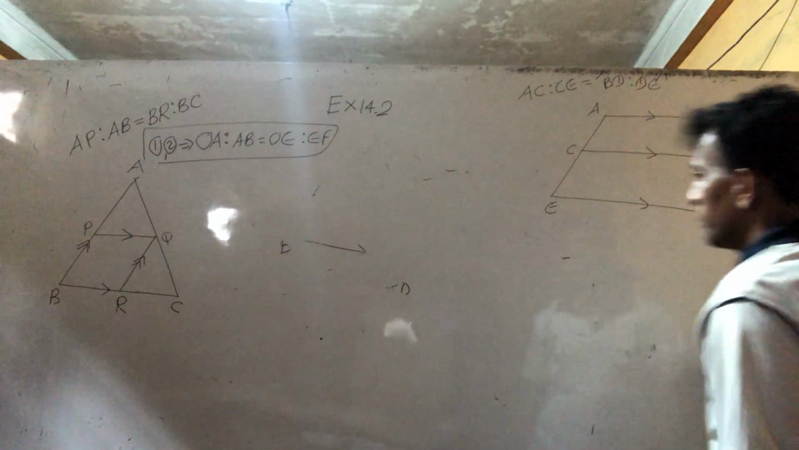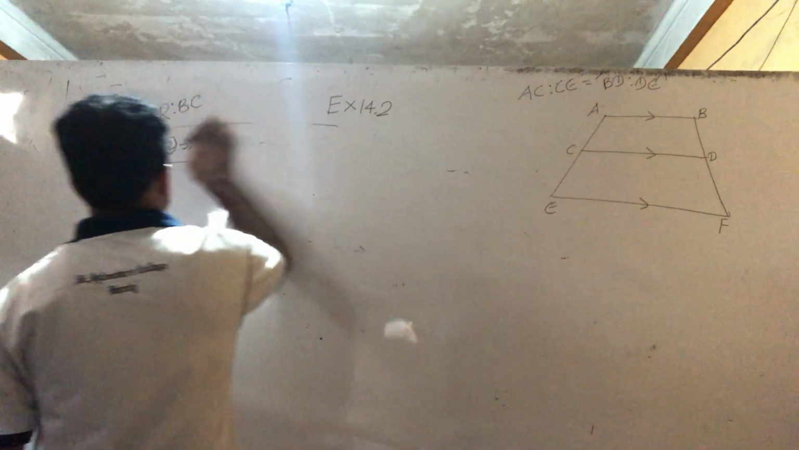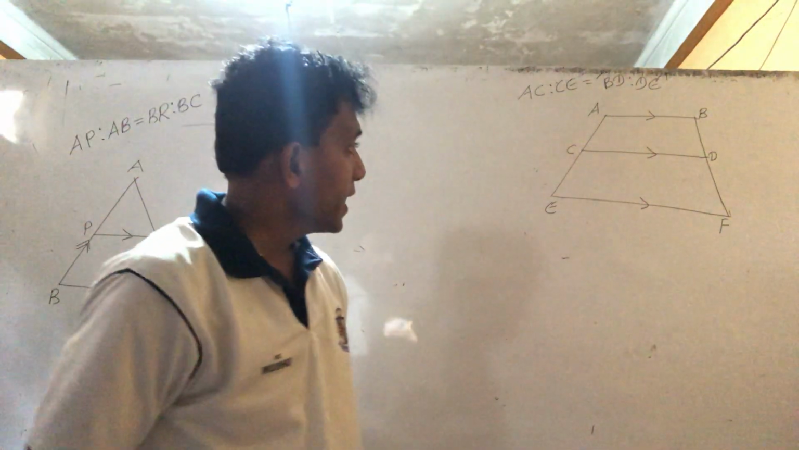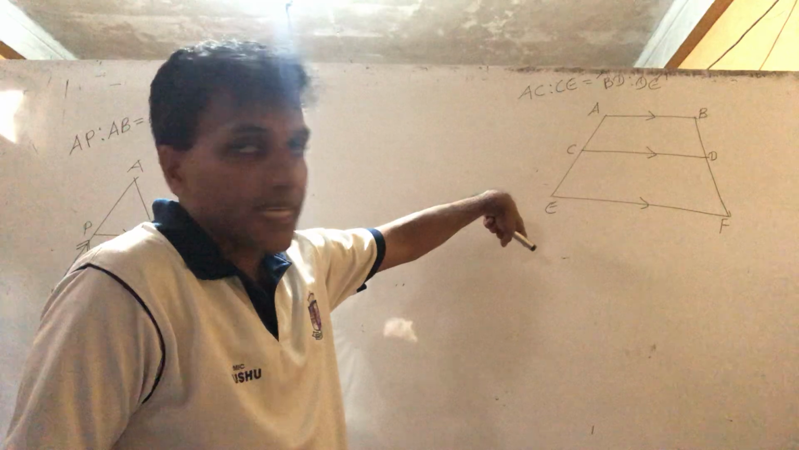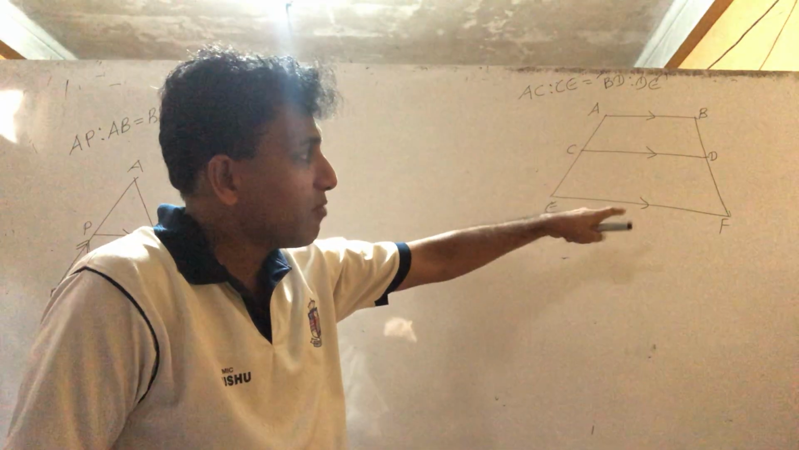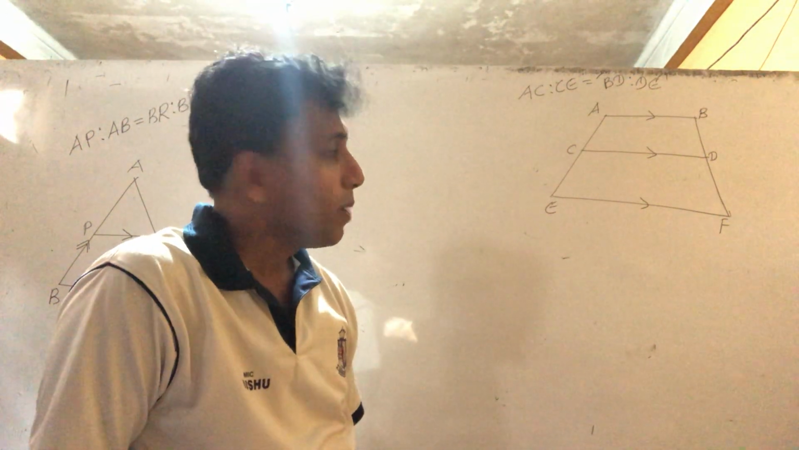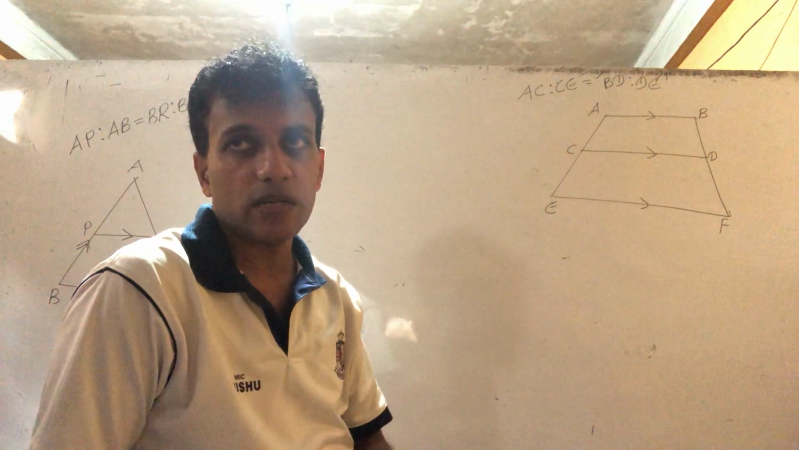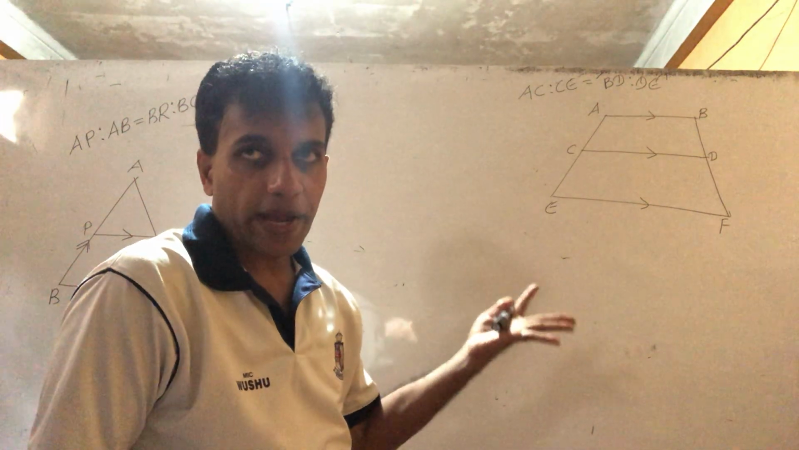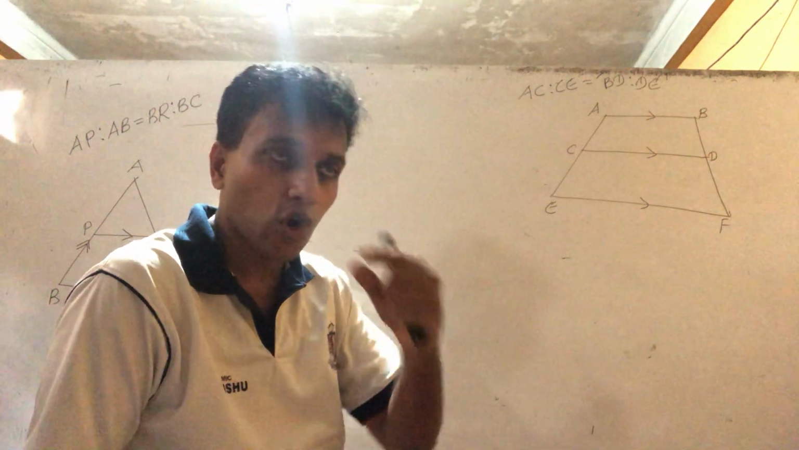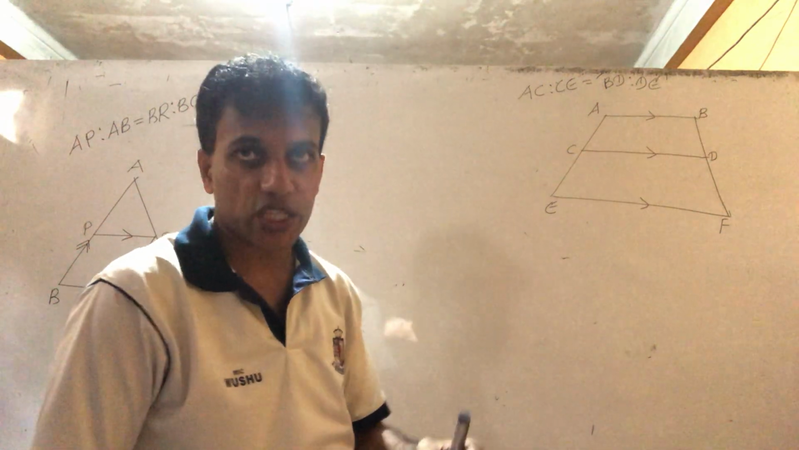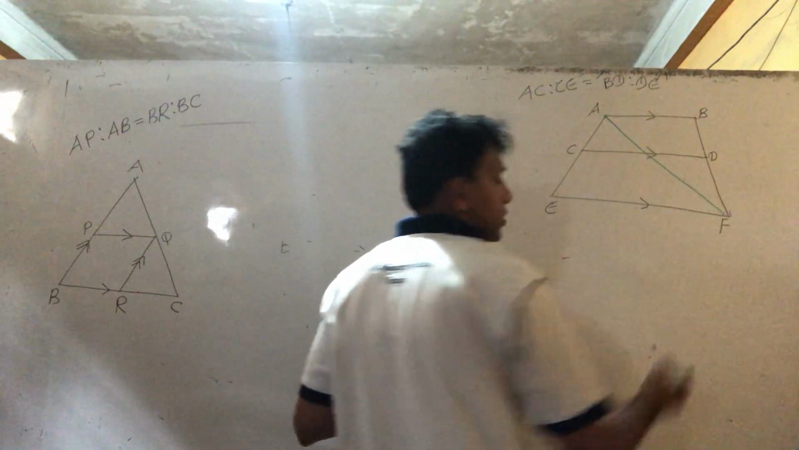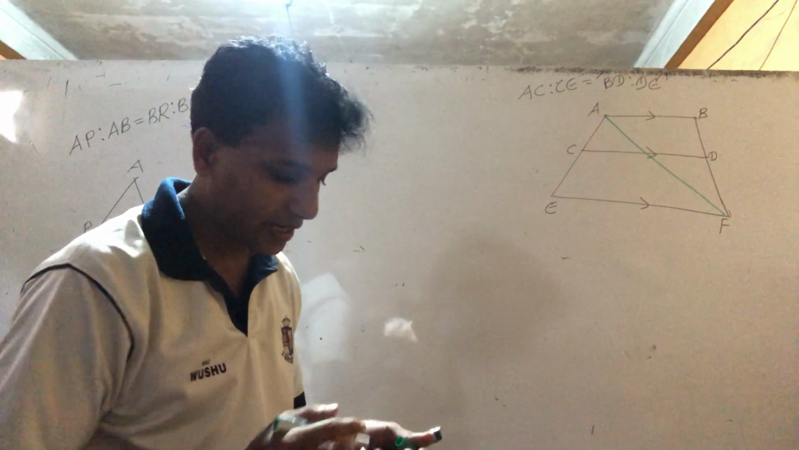This diagram. For this diagram, show that AC is to CE equals BD is to DF for the given information, right? But here there is no triangle, because our chapter is under the triangle theorem. Therefore, we have to prepare a triangle by joining lines. That's called construction. So can I join this line? It's a construction, join AF, right?